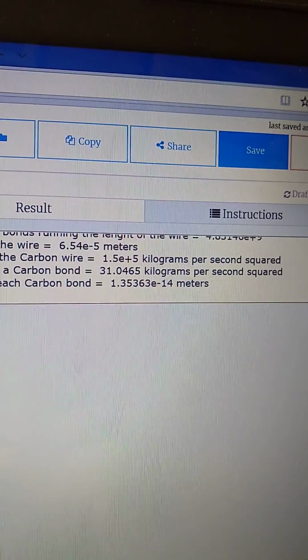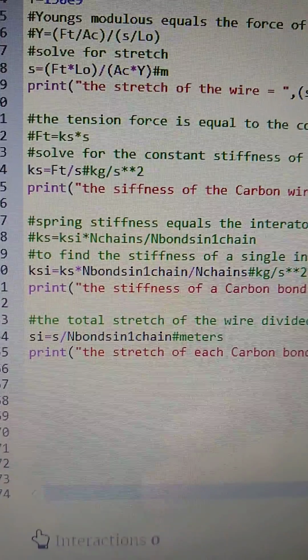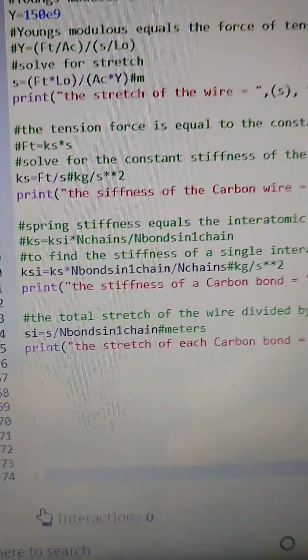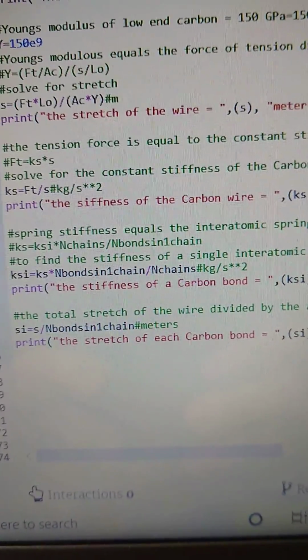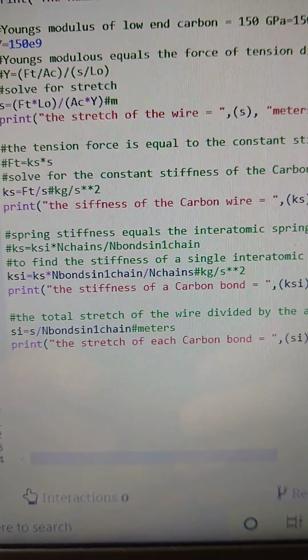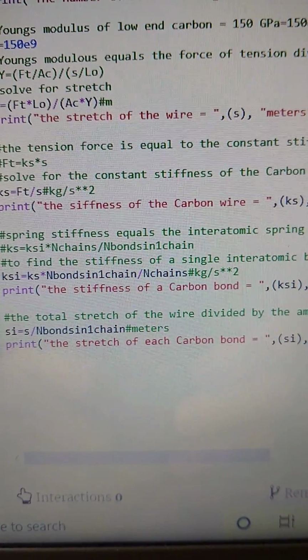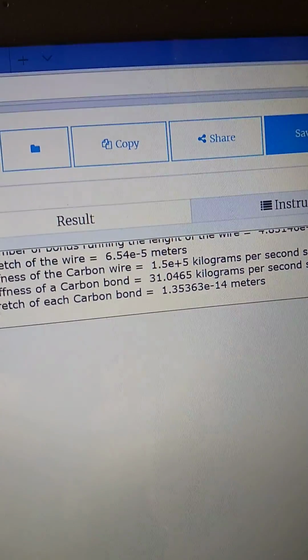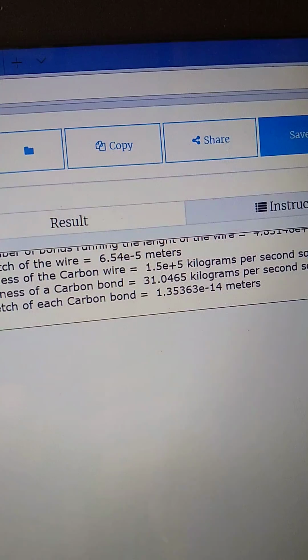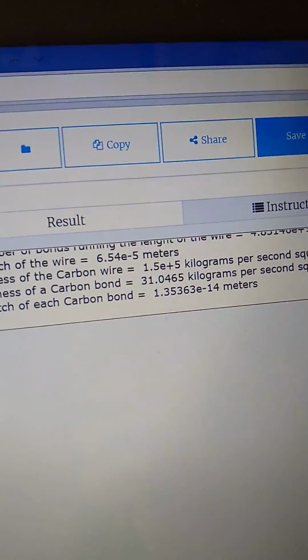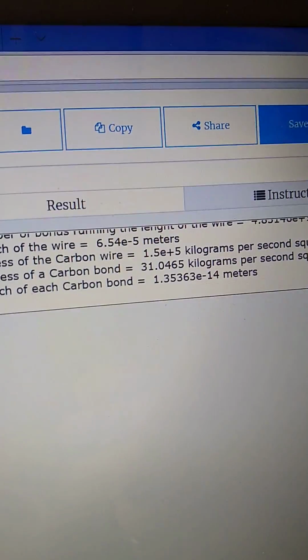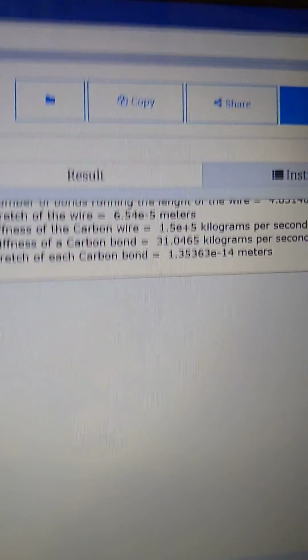31.065 kilograms per second squared, and the stretch of each bond is just the total stretch divided by the number of bonds in the chain, and it's 1.35 e to the negative 14th meters. Each little bond, that's how much it stretches. Very small number. Okay, that's all.